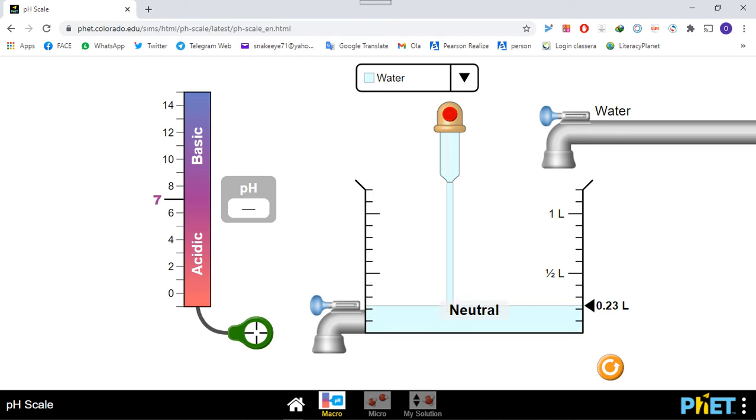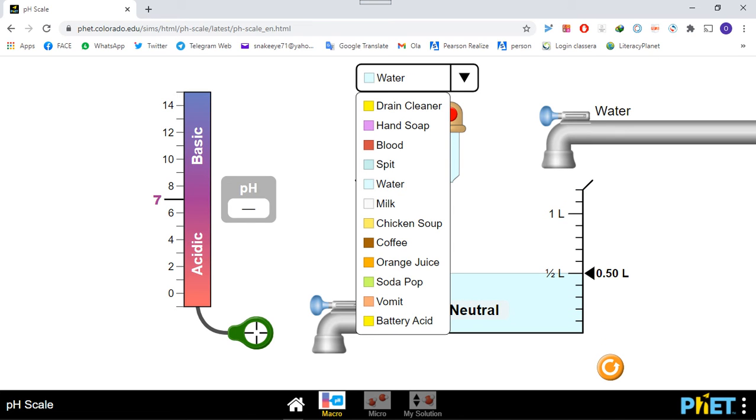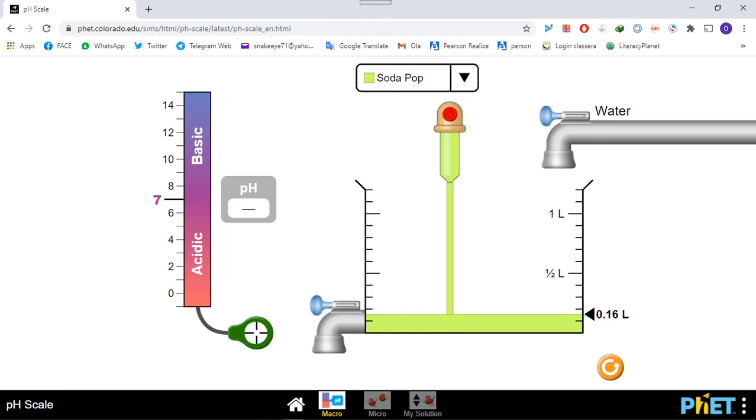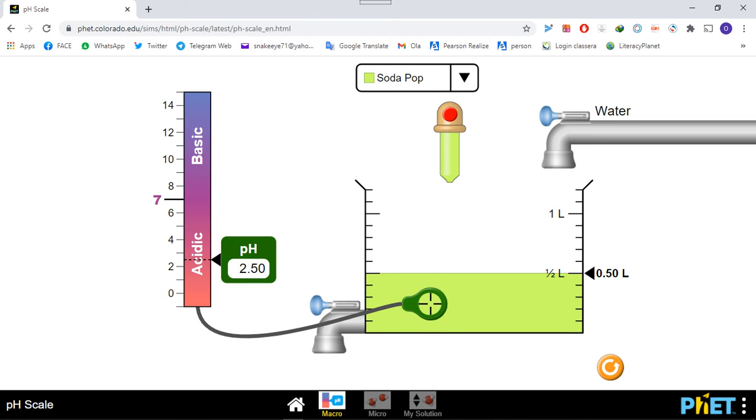So let's try another acid. For example, soda pop. Here, its pH is 2.50. It's more acidic than orange juice. If you added more soda pop, it'll still be the same. But if you added water, the same thing goes here. It gets closer to 7.